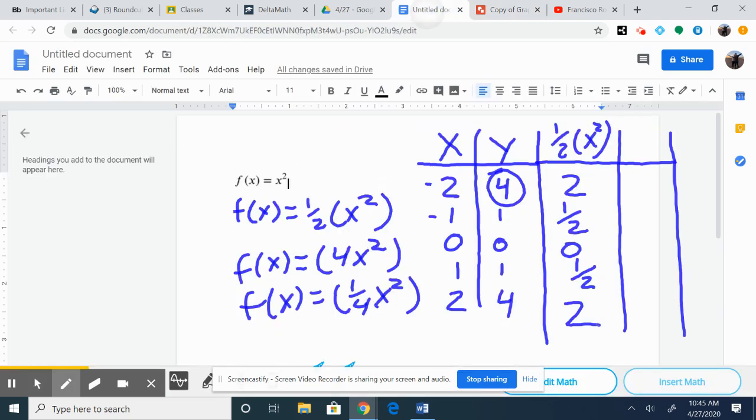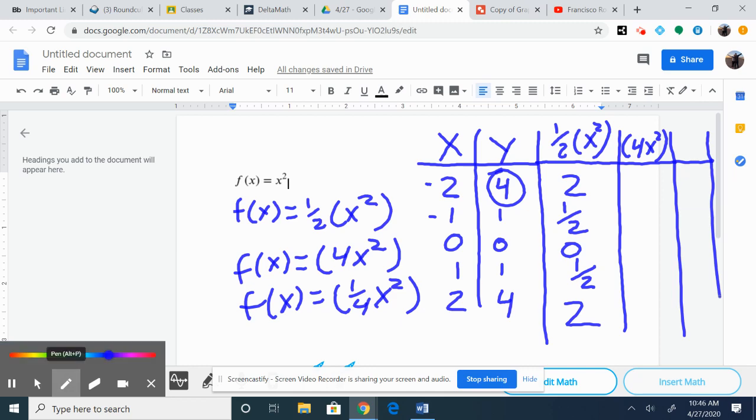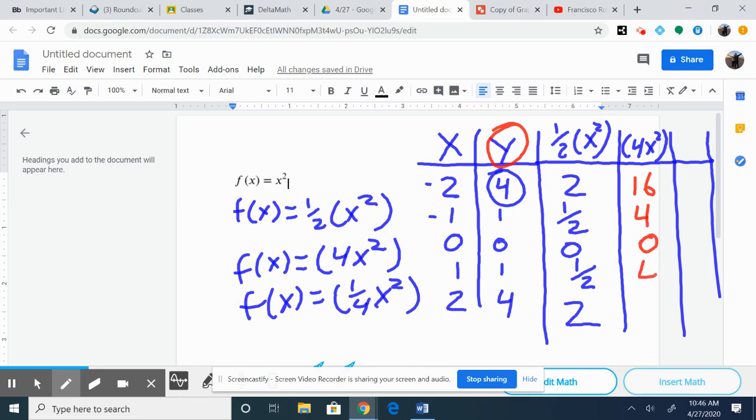So we're just going to continue to do the same thing. But now we're going to go with 4 on the inside. So 4x squared on the inside. As we mentioned, we already did half of the work over here. Because -2 squared would be 4, and then if we multiply that by 4, that would be 16. And 1 times 4 would be 4. 0 pretty much always stays 0. And again, 4 and 16.